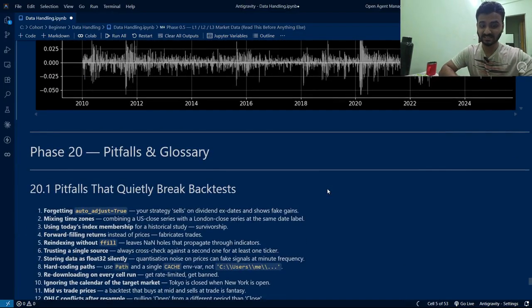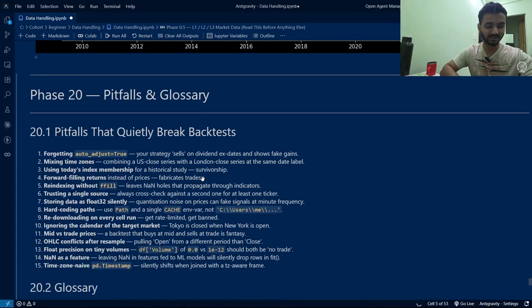Now, let's talk about the pitfalls and glossary. The pitfalls that quietly break backtests: forgetting auto adjust equal to true, this strategy sells on dividend ex-dates and shows fake gains. Mixing time zones, combining a US close series with a London close series at the same date label. Using today's index membership for a historical study, that's survivorship bias. Forward filling returns instead of prices fabricates trades. Reindexing without fill leaves NaN holes that propagate through indicators. Trusting a single source.